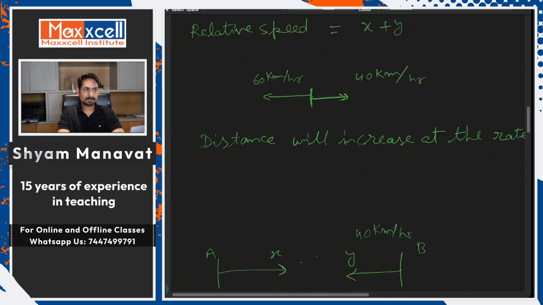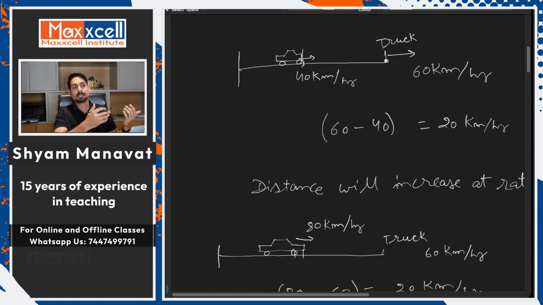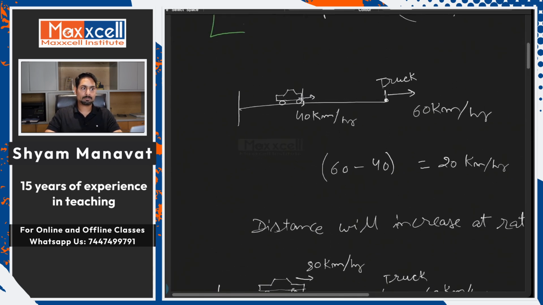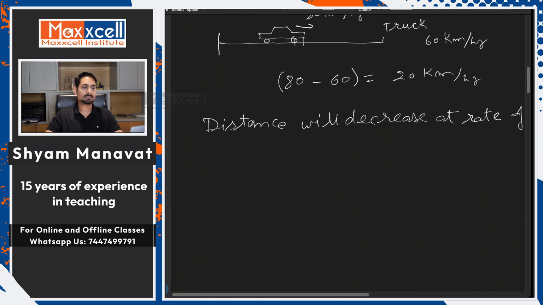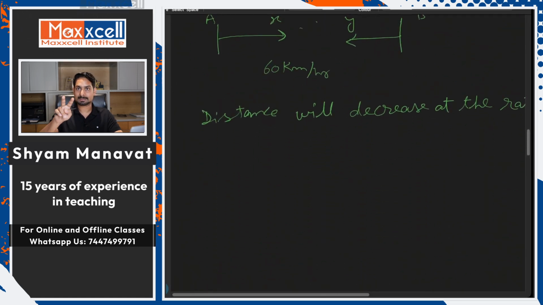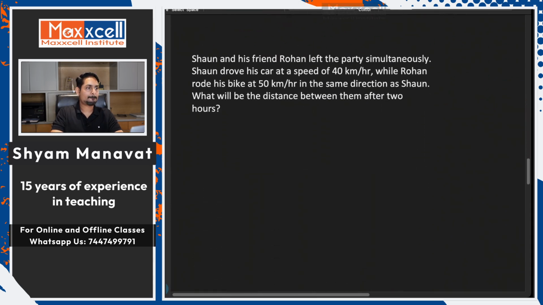So whether it is opposite direction or same direction, you can see in both cases it is possible to increase the distance between the objects or decrease the distance between the objects, depending on the situation. So you have to be very careful when you are applying the relative speed concept. Just keep in mind, when they are moving in the same direction, it is x minus y. When they are moving in the opposite direction, then it is x plus y. Opposite direction plus, same direction minus. Now let's solve some questions.